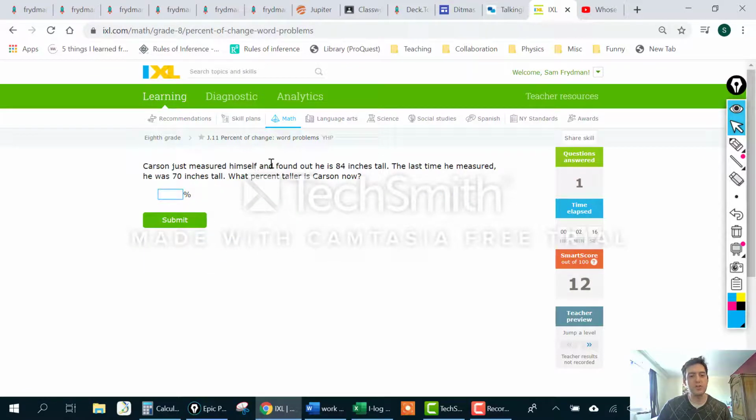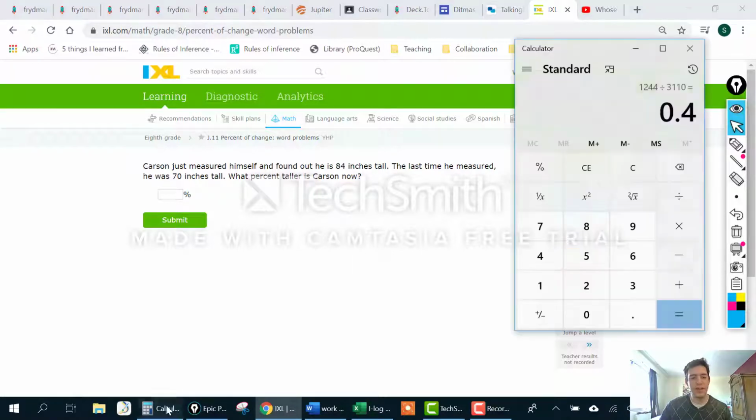Carson just measured himself and found out he is 84 inches tall. The last time he measured, he was 70 inches tall. What percent taller is Carson now? So this is another find the percent of change problem. We know the original value, which was 70. That was the last time he measured himself. And then the new value, so he grew a little bit, and then he just measured himself again, and now his height is 84 inches.